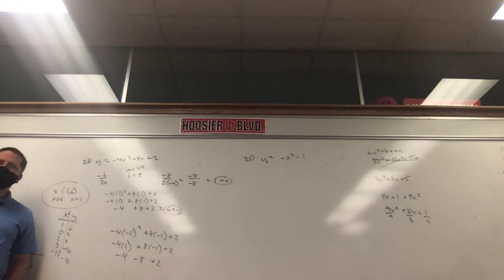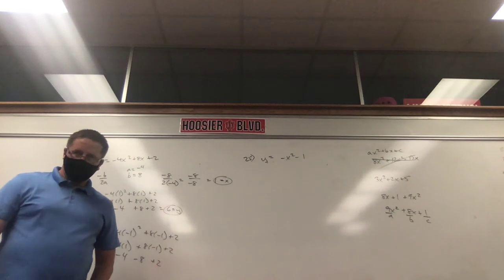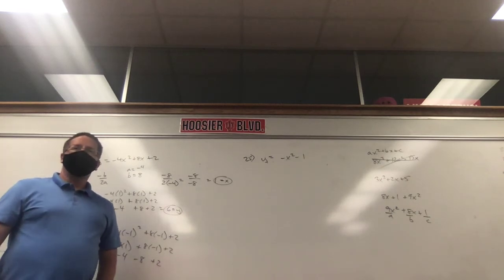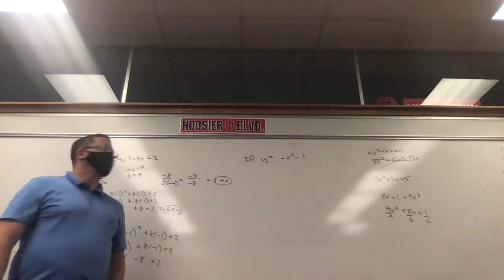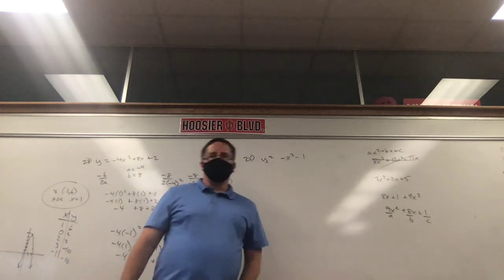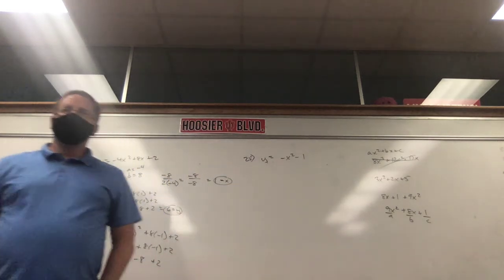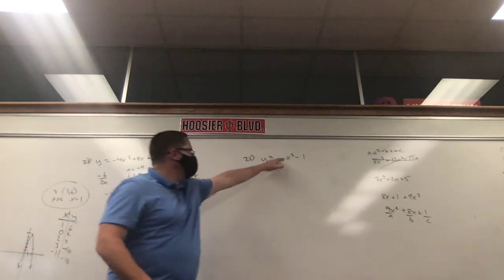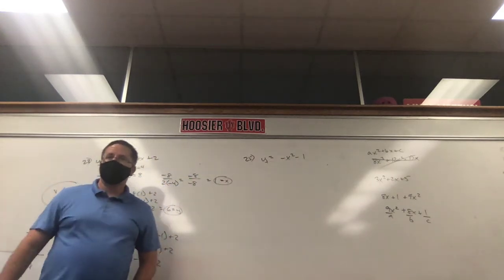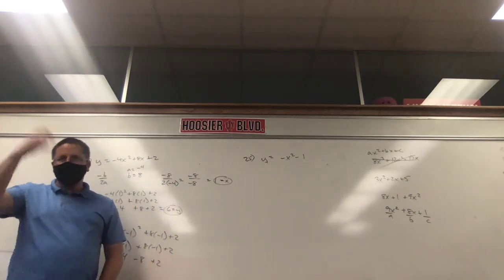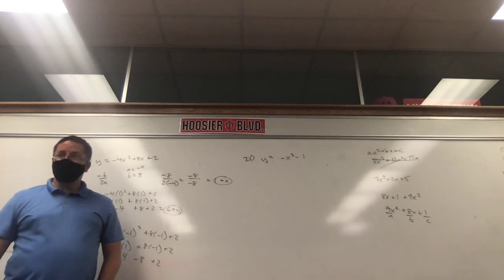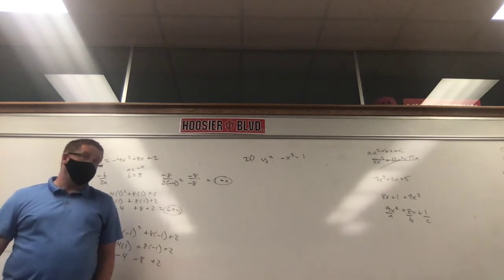Think about it. Go back a month ago. When we first started, or more than a month ago, okay? Vertex was always 0, 0. What does this minus 1 do? Moves it down 1. And what's this negative do? Flips it. So instead of 0, 0, it moves it down 1. So 0, negative 1. That is in vertex form.